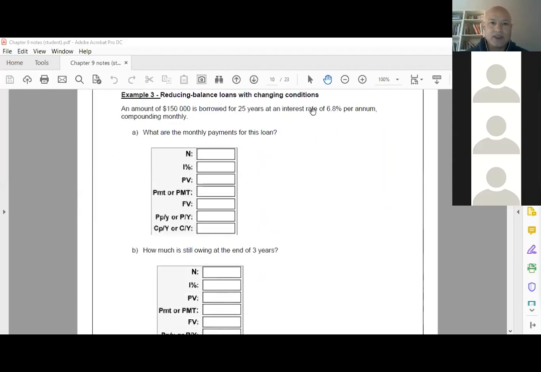Okay, example 3. An amount of $150,000 is borrowed for 25 years at an interest rate of 6.8% per annum, compounding monthly. Okay, $150,000, where are we putting that?